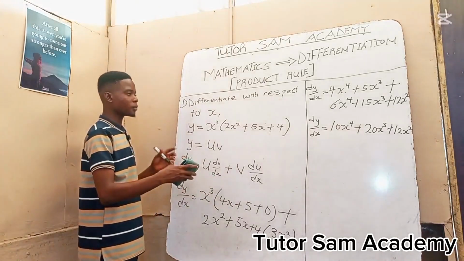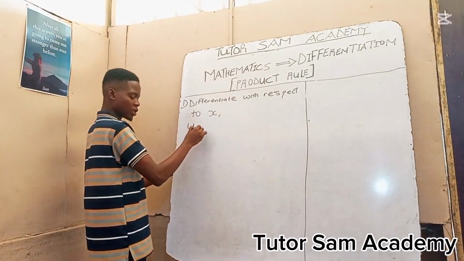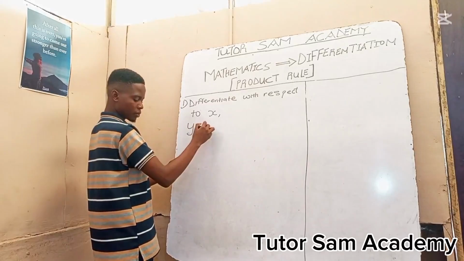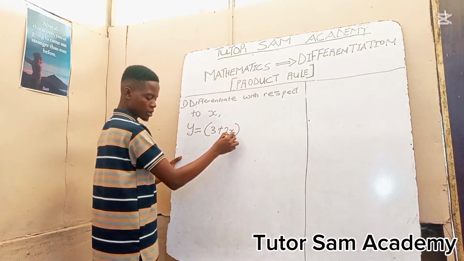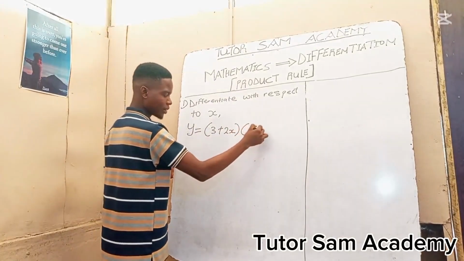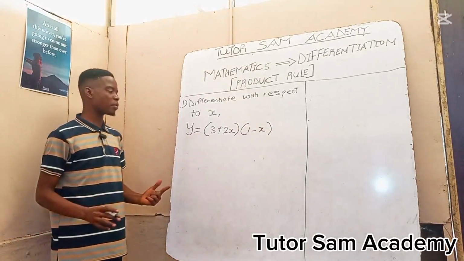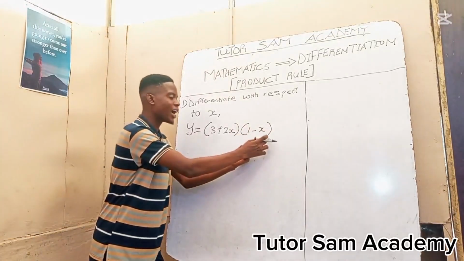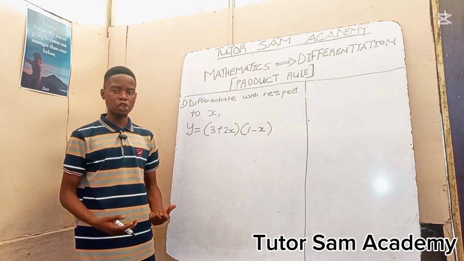Can I rub this off? Differentiate with respect to x. y is equal to what? (3 + 2x)(1 - x). So this function is stating that it is in the form of a product because I have a function here, I have a function here. This bracket is telling that they are in multiplication form.